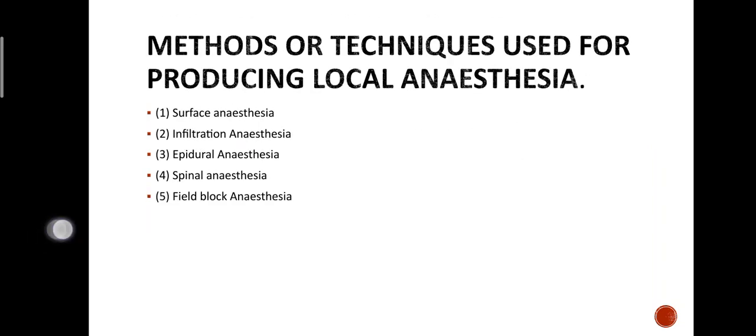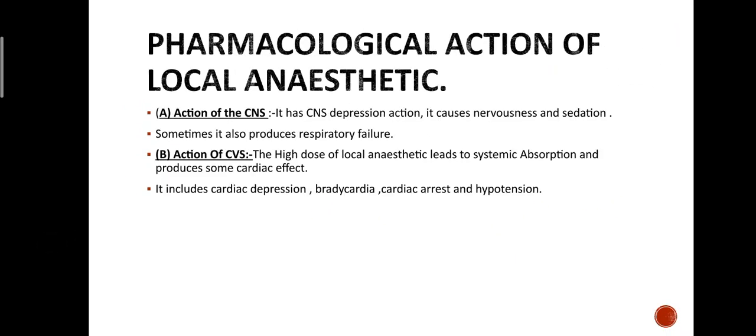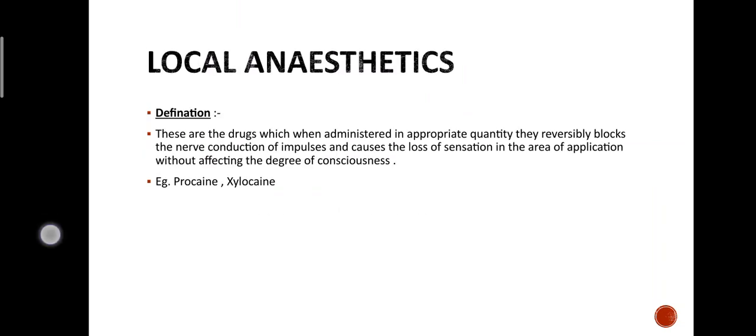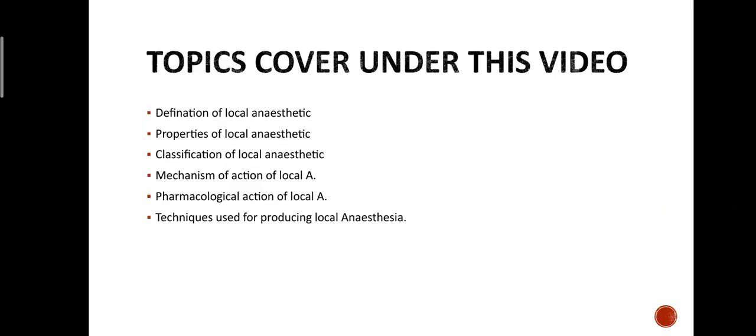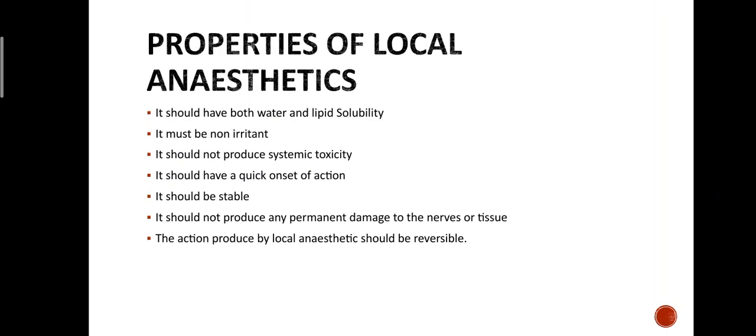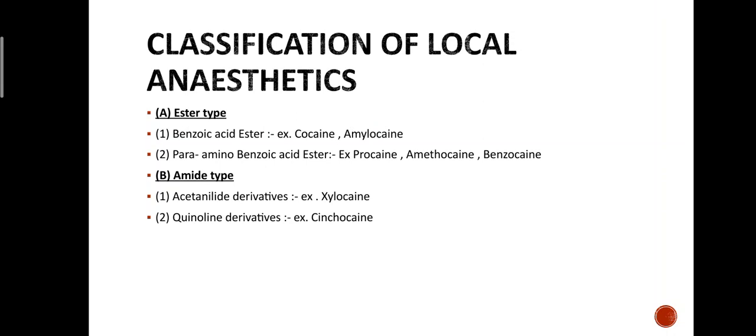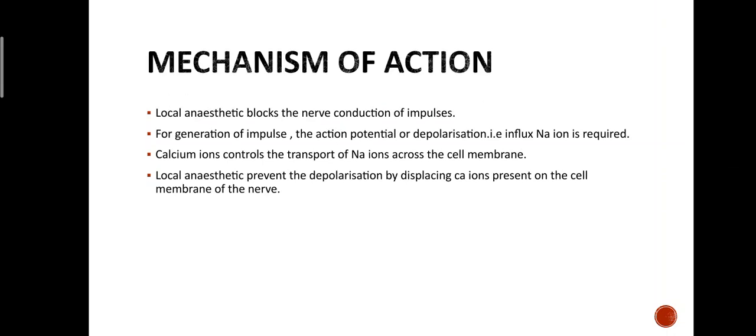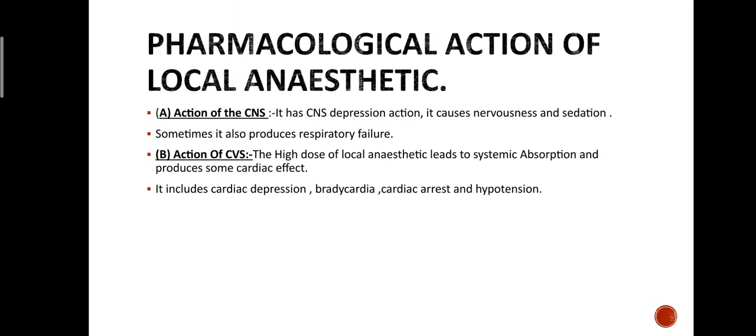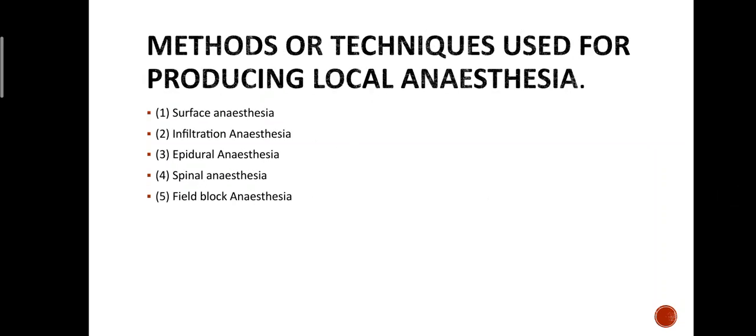Let's see a revision once again. These are the simple chapters in pharmacology, local anesthetics. Today's lecture we covered local anesthetics definition, its example, properties of local anesthetics, which properties are important for a local anesthetic drug, and classification of local anesthetic drugs. There are two main types, ester type and amide type, which are also divided into two subtypes. Mechanism of action, pharmacological action of local anesthetics, action on the CNS and action on the CVS, methods or techniques used for producing local anesthesia. Generally, five methods are used for producing local anesthesia, as follows: surface anesthesia, infiltration anesthesia, epidural anesthesia, spinal anesthesia, field block anesthesia, etc.